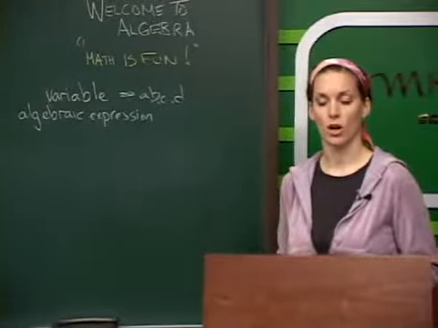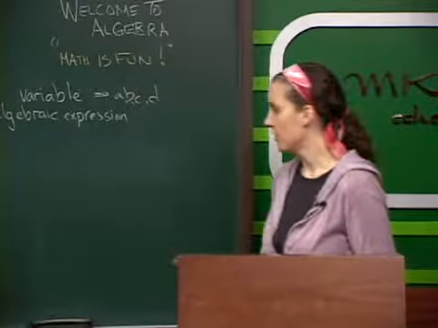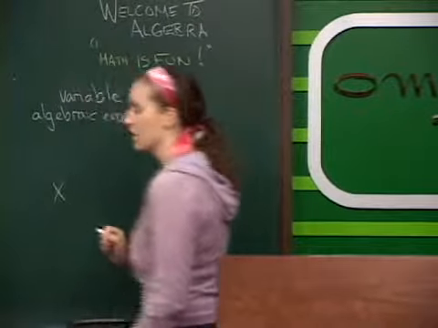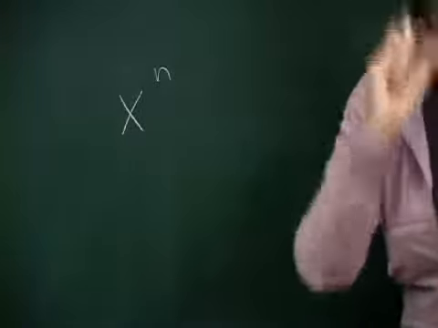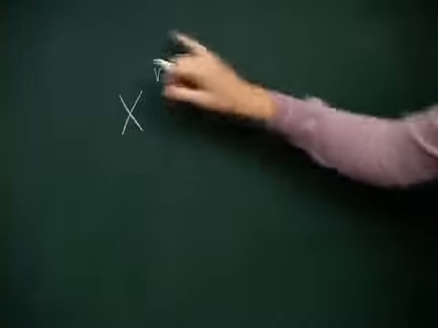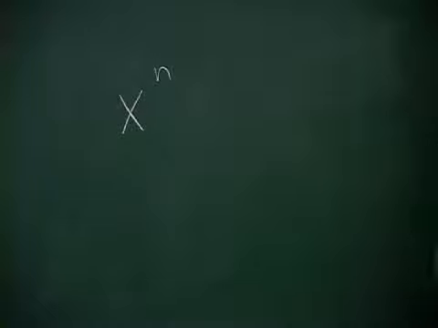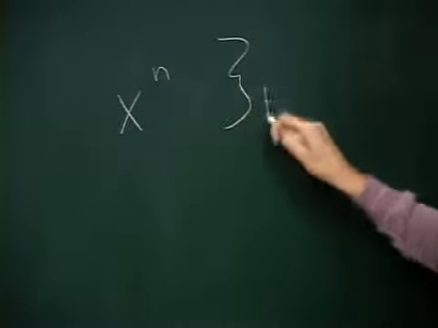Let's get a little bit more complicated now. Here is our variable, and it's got a little small number up on top. Do you know what the name for this is? You're right, it's called a power.